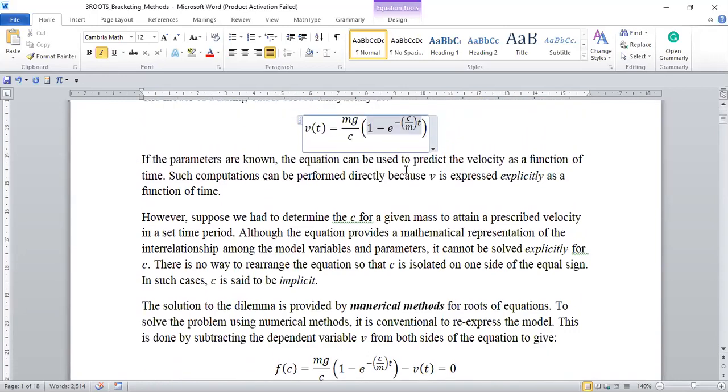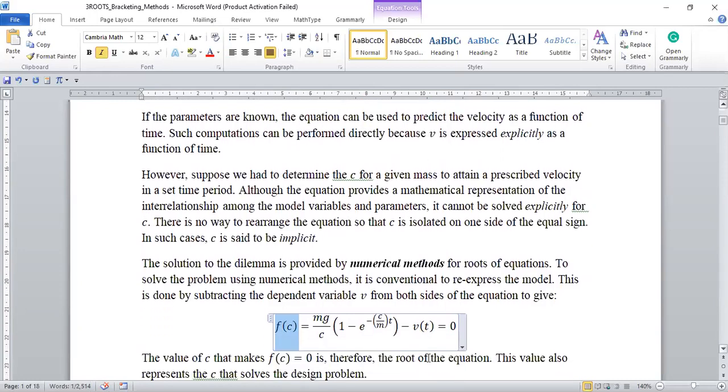In order to do that, we are going to subtract both sides. This is our original equation here. We subtract v from both sides, then make it equal to 0. Then we'll create an expression f of c. The root of this equation is the value of c when f of c is equal to 0. So that's simply the root of the equation.